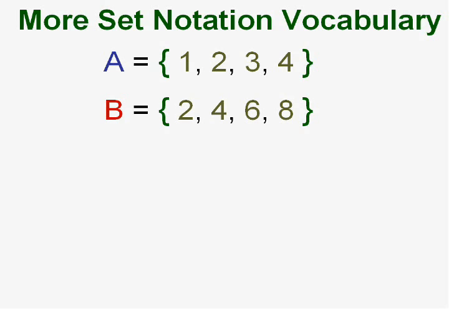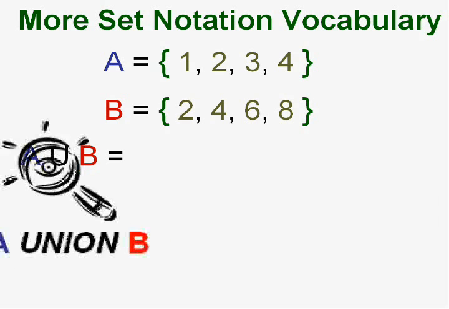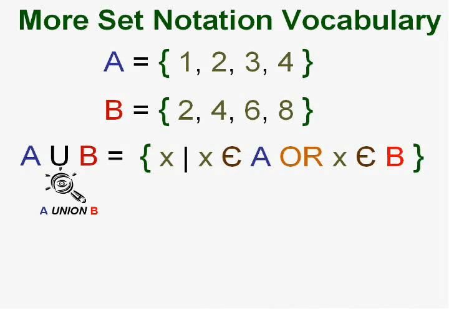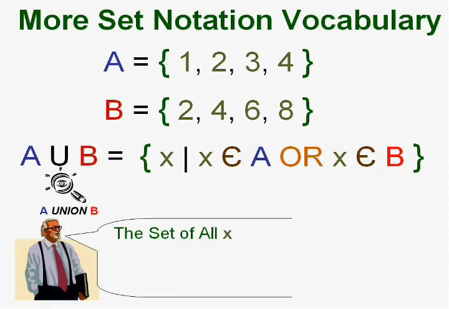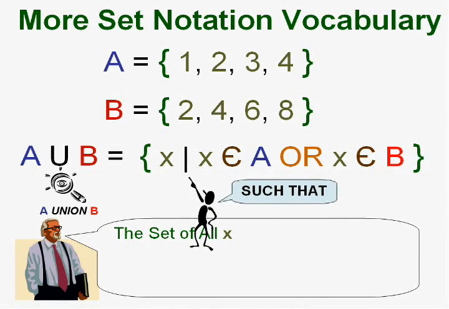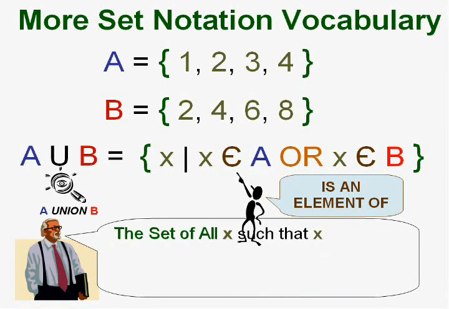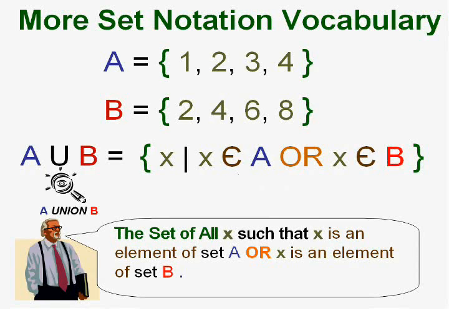Well, now we want to differentiate intersection from something completely different, and that is a union. A union B is not going to be 2 and 4. A union B is defined with the same definition except the "and" changed to an "or": the set of all X's such that X is an element of A. Remember what element is. Or it's an element of B.